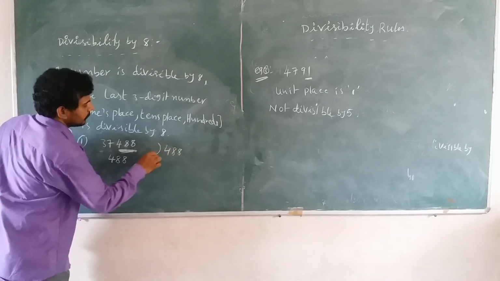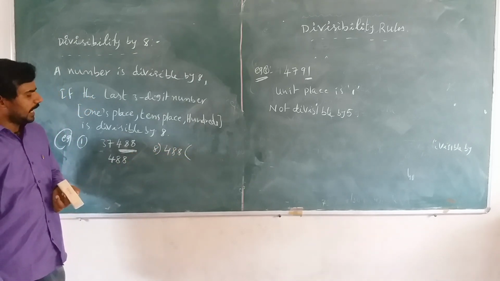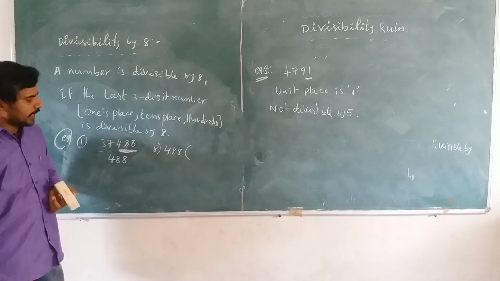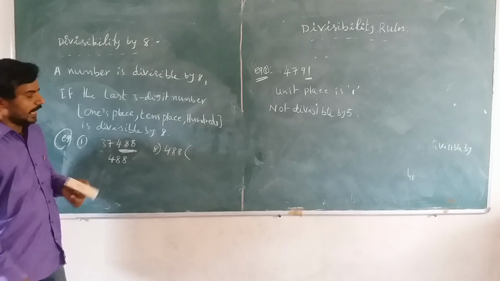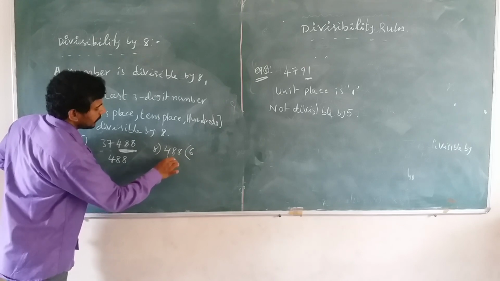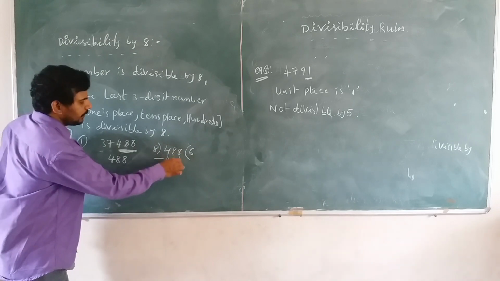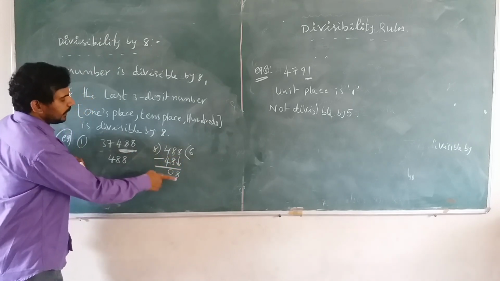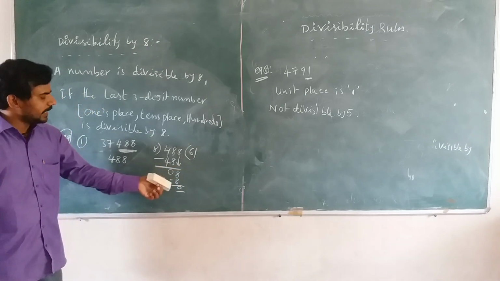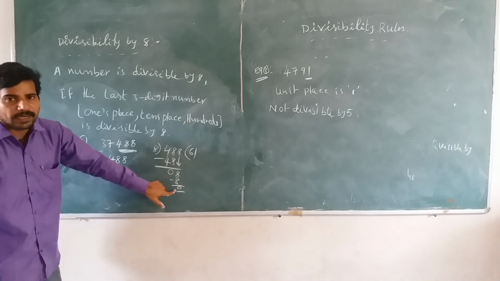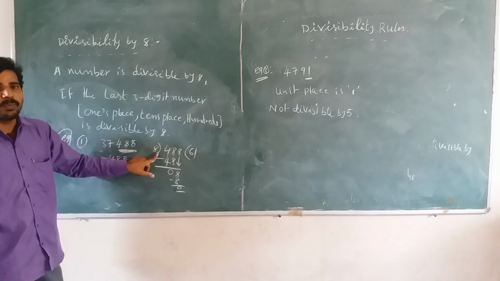488 divided by 8. Now take 8 in 48. How many times, children? 8 1s are 8, 8 2s are 16, 8 3s are 24, 8 4s are 32, 8 5s are 40, 8 6s are 48. Now 48 minus 48, how much, children? 0. Now bring down 8. So 8 in 8, how many times? 1 time. 8 minus 8 is 0. So 0 is the remainder. The remainder is 0, so 488 is exactly divisible by 8.